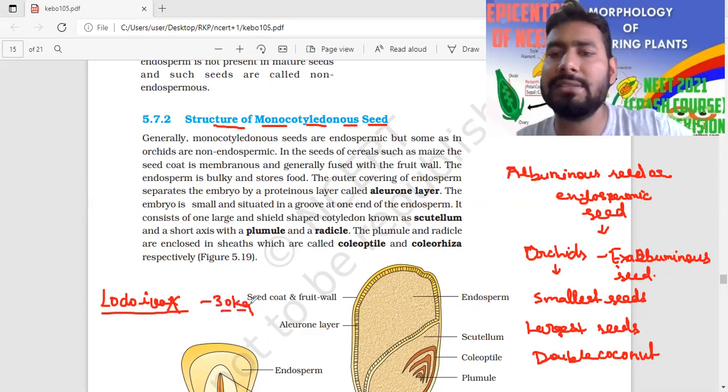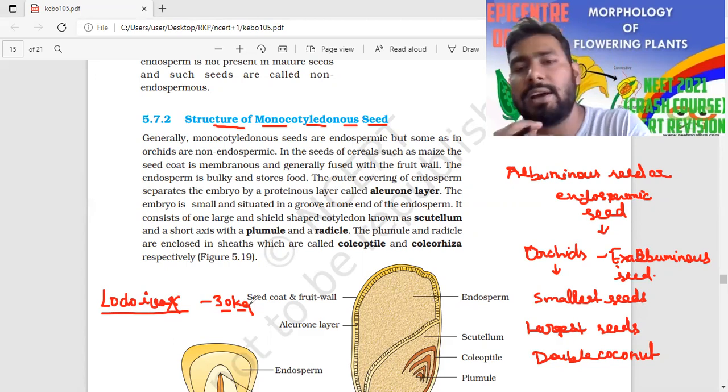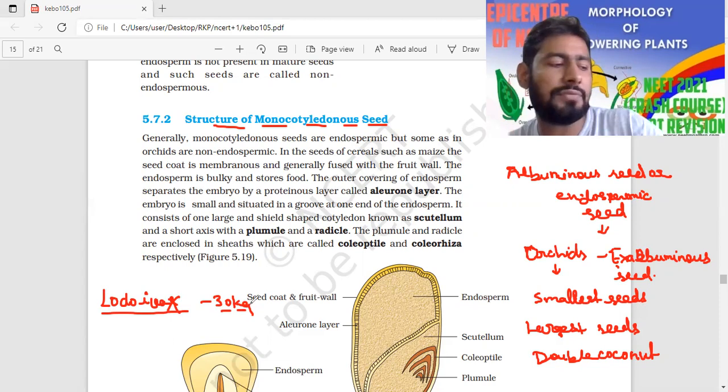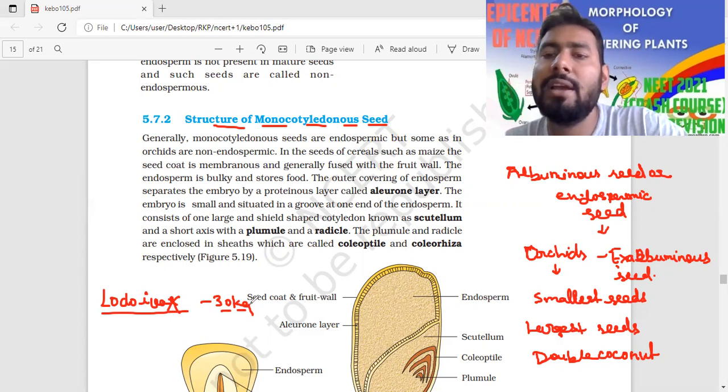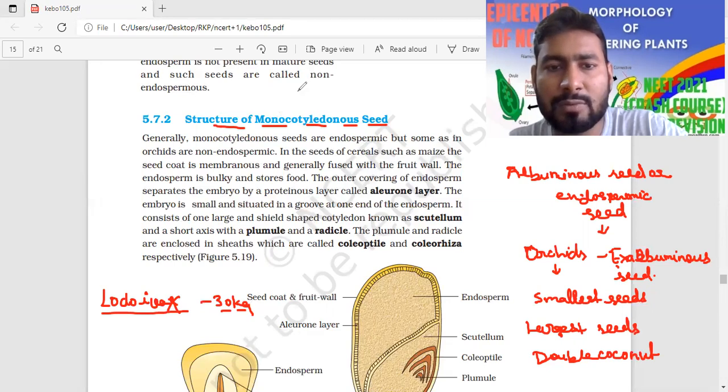Lodoicea, the double coconut, can weigh up to 30 kg. This is the biggest seed in the world, and the smallest is the orchid. Orchids are the exception among monocot seeds, which are generally albuminous or endospermic. So orchids are ex-albuminous or non-endospermic. Okay. So now look.